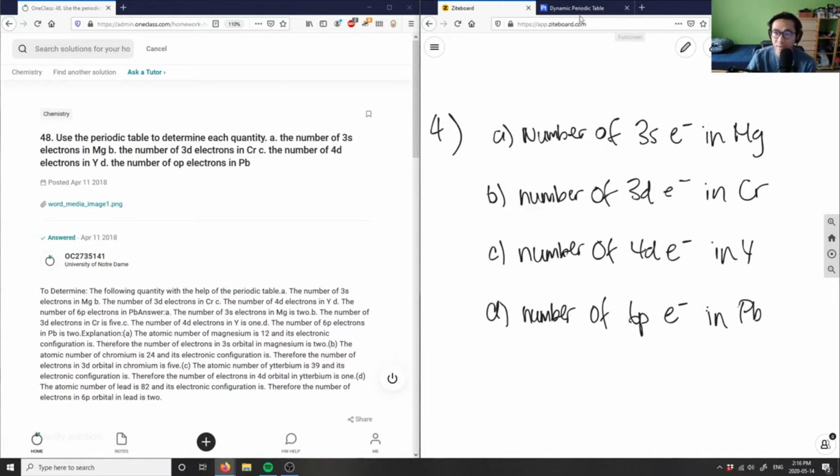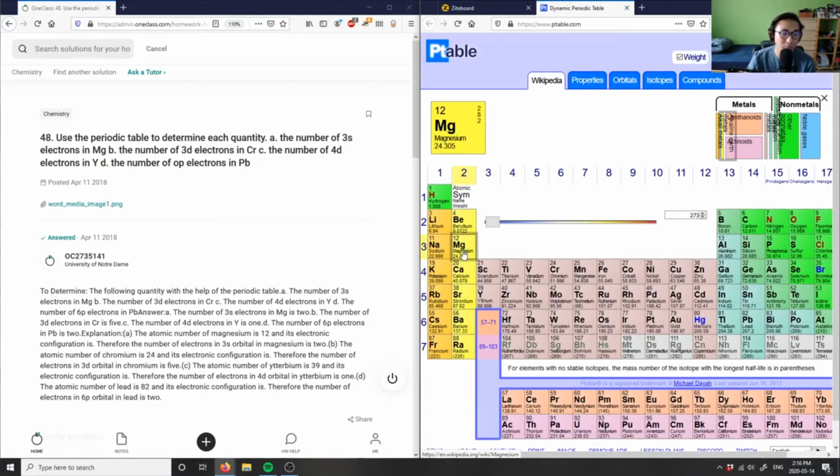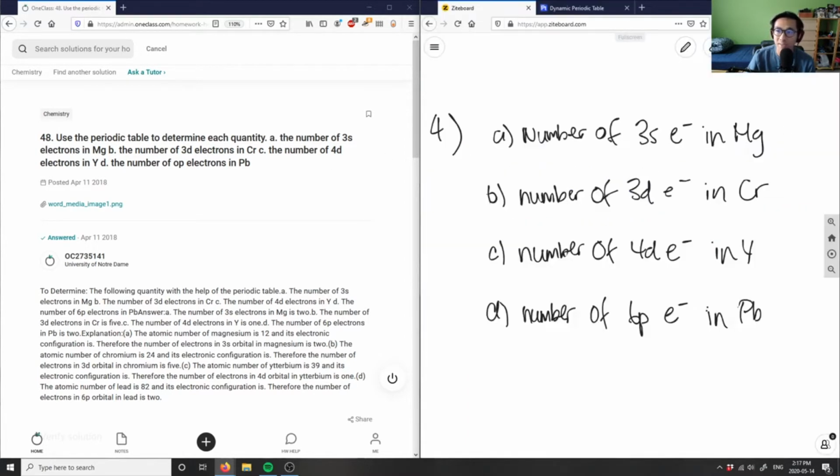Number of 3s electrons in magnesium. I go all the way to magnesium here. I could write out my electron configuration for magnesium. So it'd be 1s2, 2s2, 2p6, and this here is 3s and then 2. So I'm going to have 2 electrons in my 3s orbital, right? So I want the number of 3s electrons in magnesium, and my answer here would be 2, because magnesium is 1s2, 2s2, 2p6, and then 3s2. And 3s2 determines that my number of electrons here is 2. So I'm going to have 2 electrons in my 3s orbital.